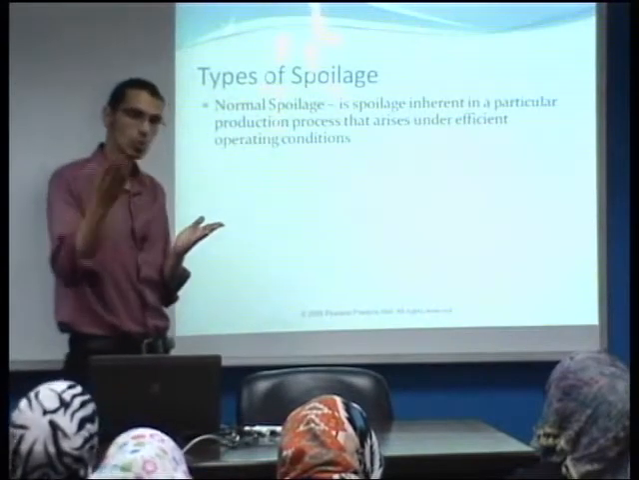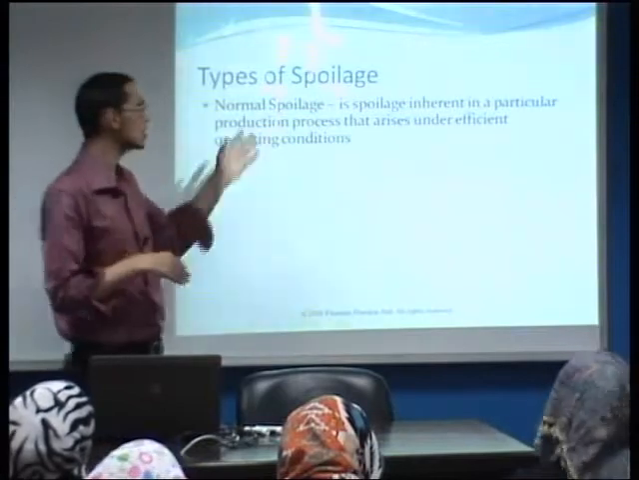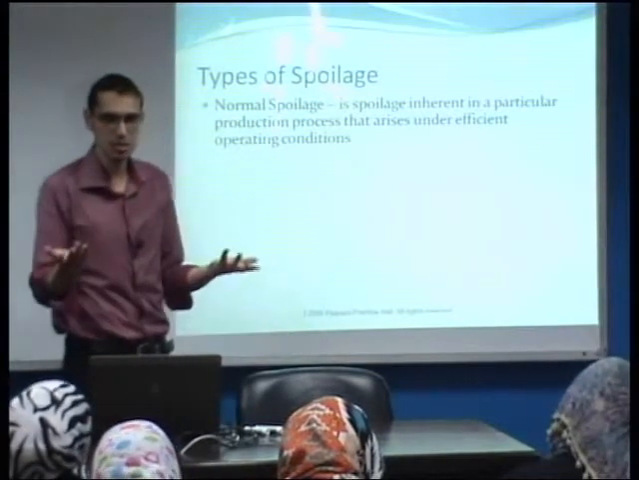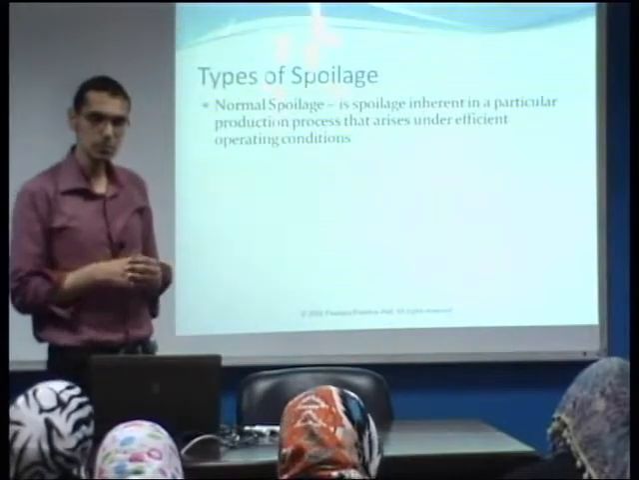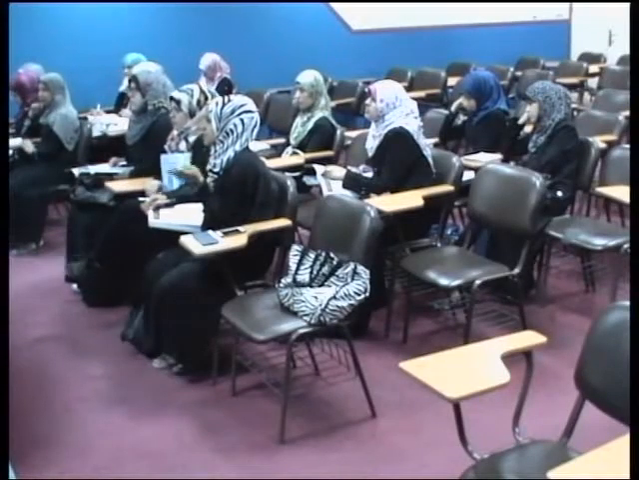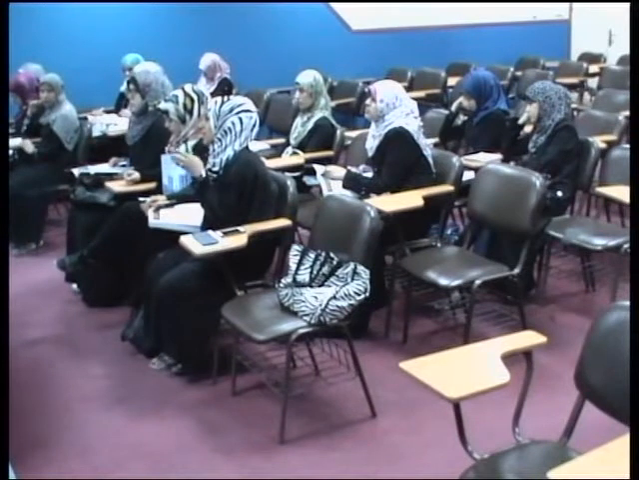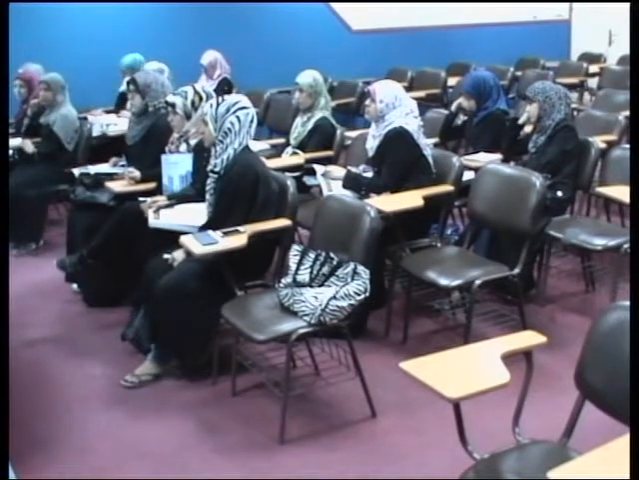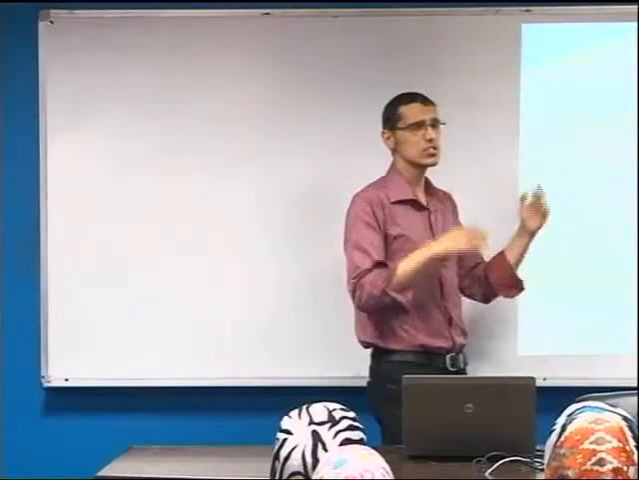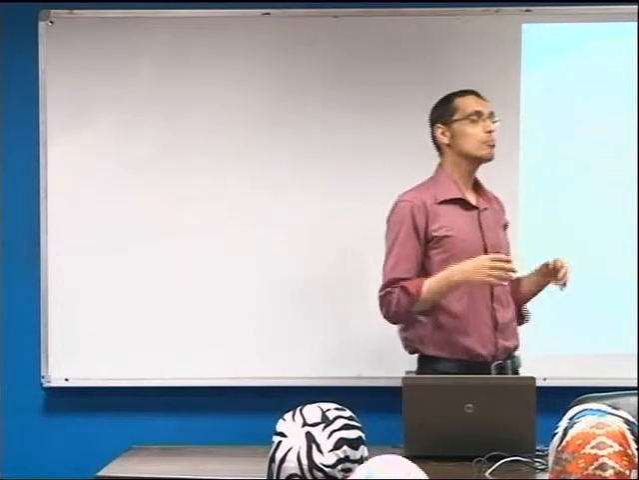Now, on the other hand, what would be abnormal spoilage? It is quite the opposite of the normal spoilage. The abnormal spoilage is the spoilage that is not inherent in a particular production process. Excellent. And it could be avoided by efficient operation. Excellent. Therefore, the opposite of normal spoilage is abnormal spoilage. Of course, abnormal spoilage could be controlled. The abnormal spoilage could be avoided. If we have a 100% efficient production, we would not have any abnormal spoilage.